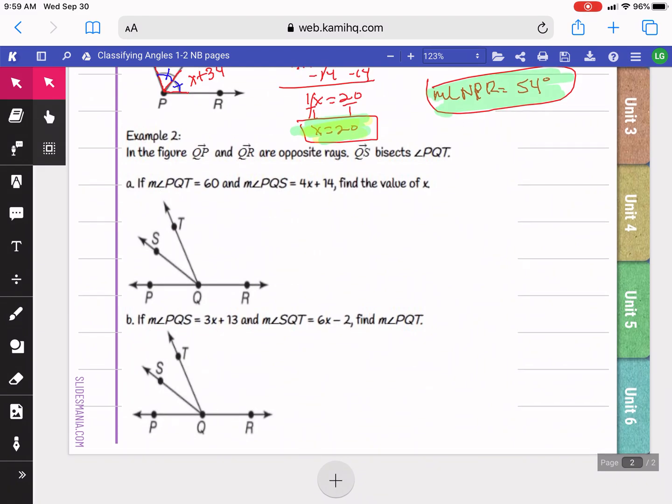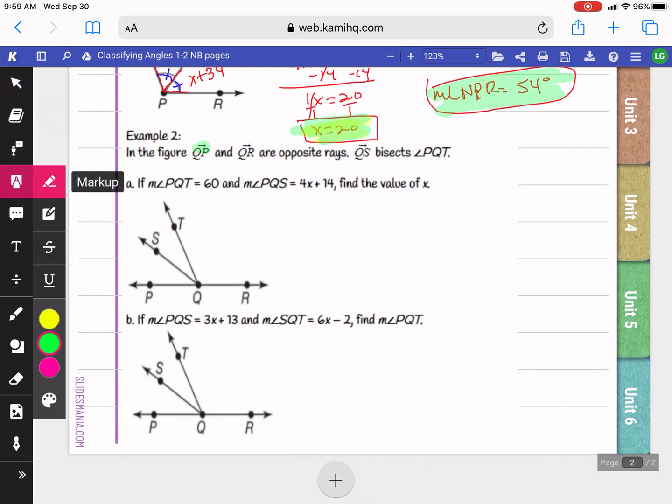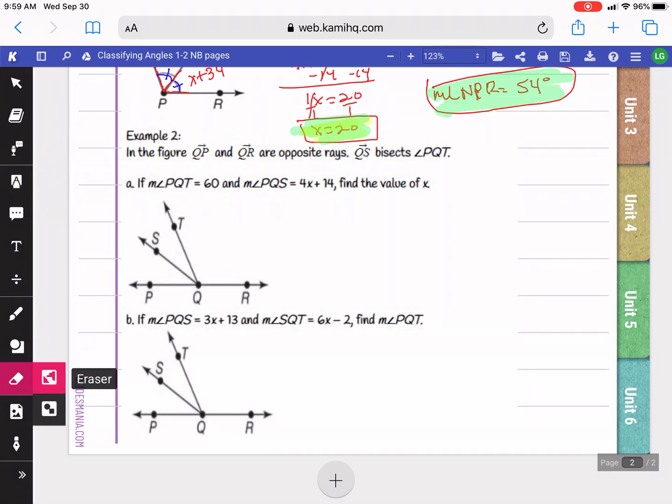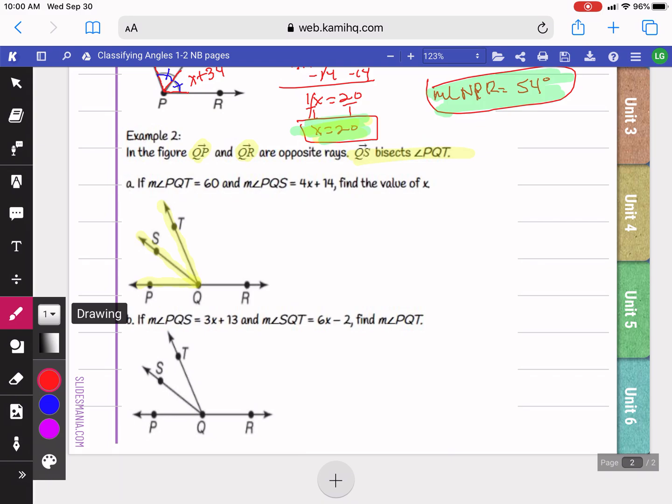Example 2 gives us a figure. They're telling us that ray QP and ray QR are opposite rays, and QS bisects angle PQT. So in the figure, QS is bisecting angle PQT. That means it's cutting the part I highlighted into two congruent angles. Again, QS here is the bisector. So now we can use that to help us answer the following question.